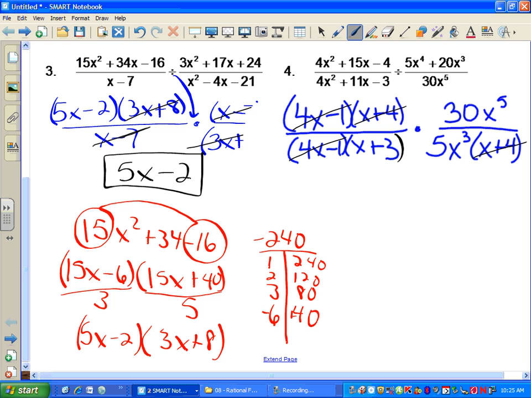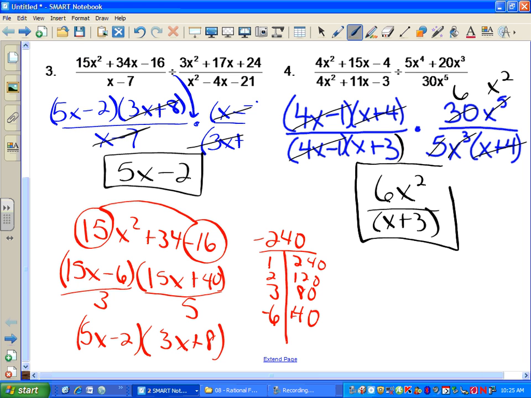It looks like 5 will go into 30 6 times. And I subtract my exponents here, or you could say the 3 on the bottom cancel with 3 of them on the top, so I would have 2 left. So my numerator leaves me with a 6x squared over an x plus 3. Don't need those parentheses, but since I wrote them, I'll keep them.